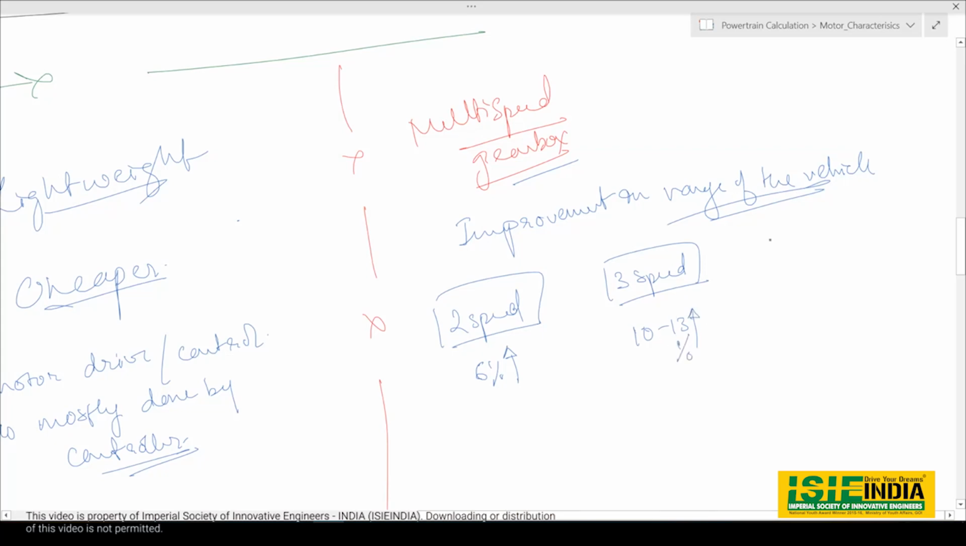Okay, and if you have a four speed gearbox, you can increase the range by 20 to 23%. Okay, so that is that, right? So if you are able to shift the gear ratio, you might be able to increase the range, but that will be a costlier setup. The cost will increase obviously, right? And the weight will also increase, right? So these are the two major reasons why most of the manufacturers are not yet opting for multi-speed gearbox, right?